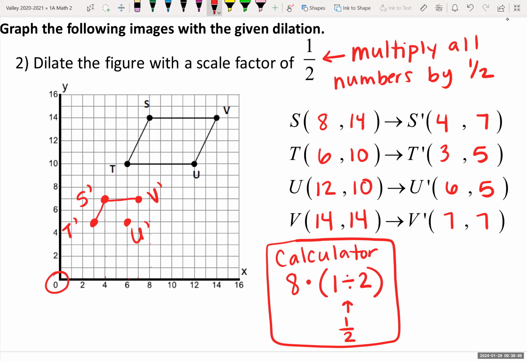And then if we connect these all together, you can see it is the exact same shape. It is just smaller. If one of your lines is slanted different than what the original picture is, you did something wrong. Either your numbers are wrong or you graphed it in the wrong place. So if there's anything that's different, go back and try to figure out why it's different. All right, so let's try 3. Is everybody good with that one?